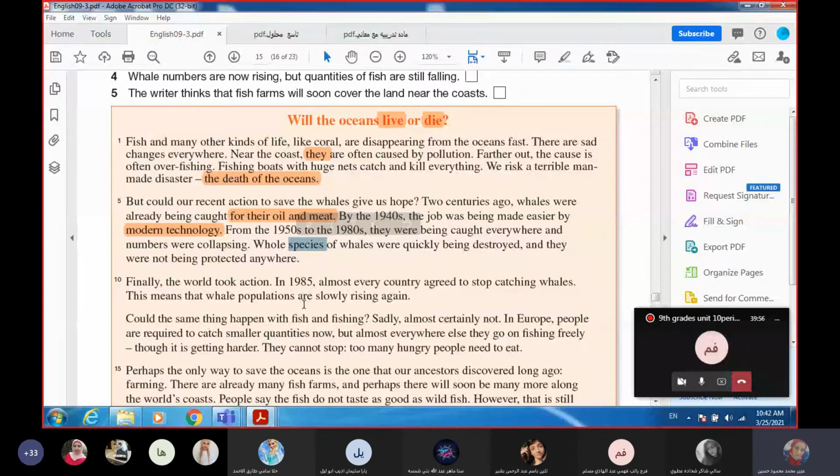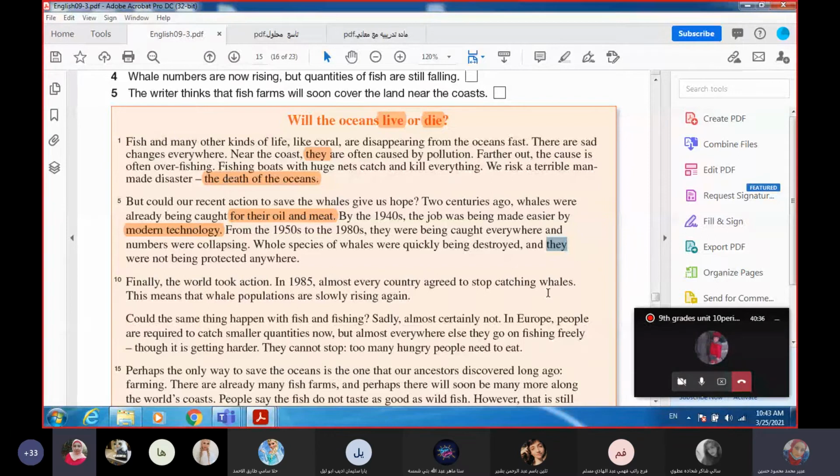I have a lot of passive voice here: were being destroyed, were caught, was made, and they were not being protected anywhere. What do you mean by protected? Rescued or saved. They here refers to what? Whales.